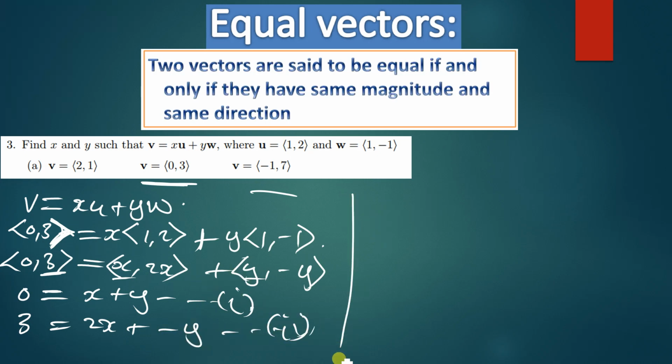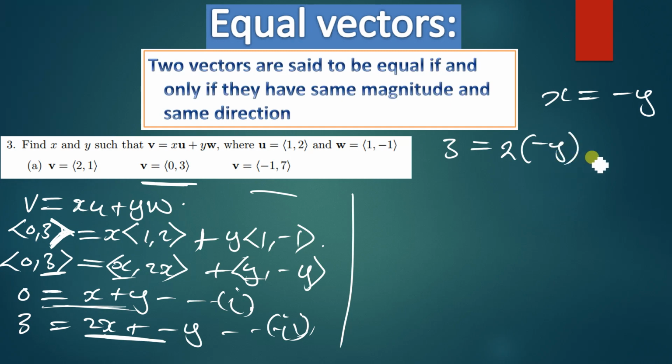Having found equation 1 and equation 2, we can make one a substitute value. So I'm going to make this simple equation a substitute value. I'm going to make x the subject of the formula. So x is therefore going to be equal to negative y. What is x in the second equation? I'm going to replace it with negative y. So I'm going to say 3 is equal to 2 times, what is x? I'm putting negative y, and then we say plus negative y.